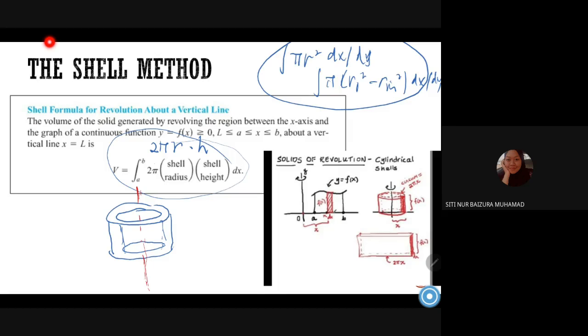Kalau tadi kita guna approach disc method, kita slice dia one by one. So kita kira the volume for each of the disc dan kita ada R out and R in. Tapi kalau guna cylindrical shell, tahu kan shell maknanya dia berlapis dan berlapis. That is the difference. Kalau guna second method ni, the cylindrical shell method, dia punya approach is slightly different.